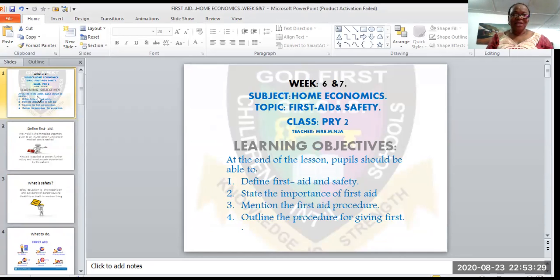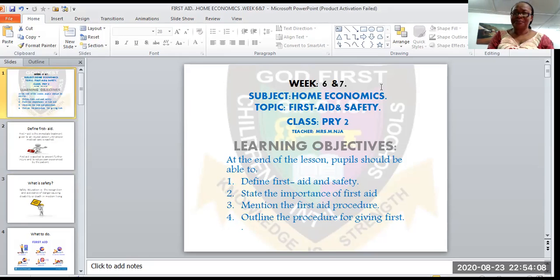Learning objectives. At the end of this lesson, you should be able to define first aid and safety. You should be able to state the importance of first aid. Are we clear? Then, of course, you will mention the first aid procedure.